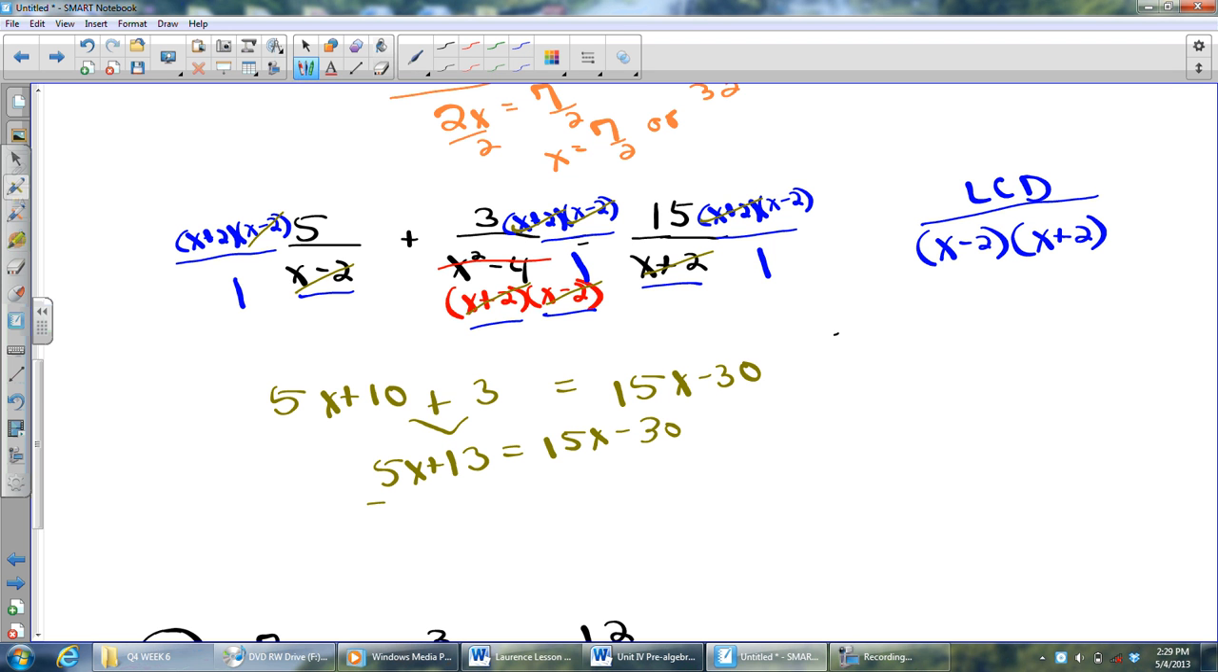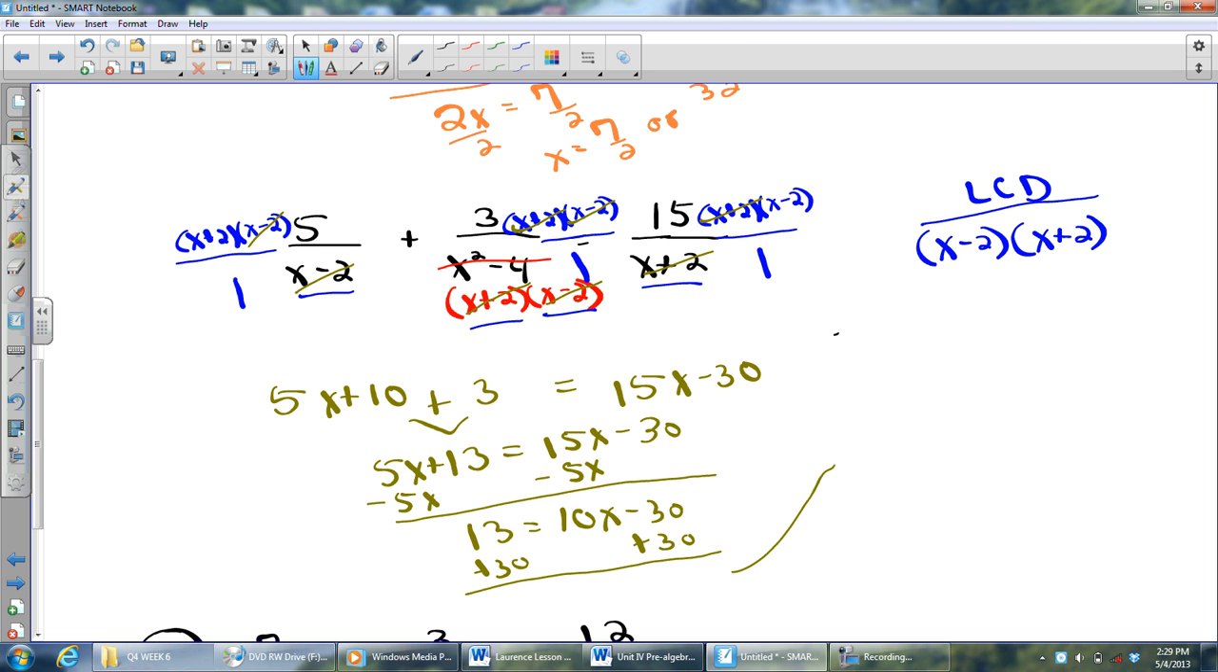All right, I'm going to subtract 5x from both sides, and I'm going to get 13 equals 10x minus 30. Add 30 to each side, and I'm going to bring my work over here, and I'm going to get 43 equal to 10x. Going to divide by 10, and x is going to equal 43 tenths, or you could say 4 3/10, because 10 will go into there 4 times, and it'll be 3 left over, or 4.3, 4 3/10.